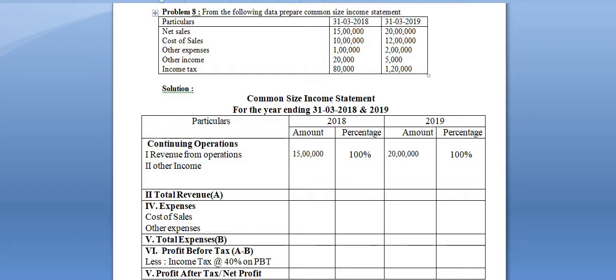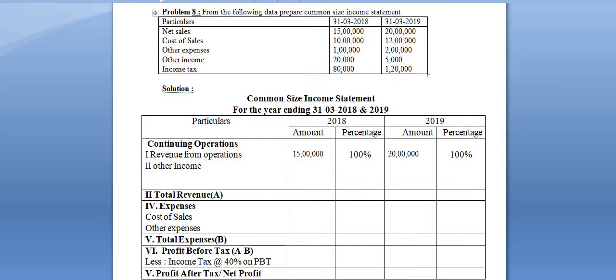Today we will be solving one more 5 marks problem on common size income statement. This is problem number 8. I will read the problem first. From the following data, prepare common size income statement. These are the two income statements, and with the help of these two income statements we have to prepare the common size income statement for the year ending 31st March 2018 and 2019.